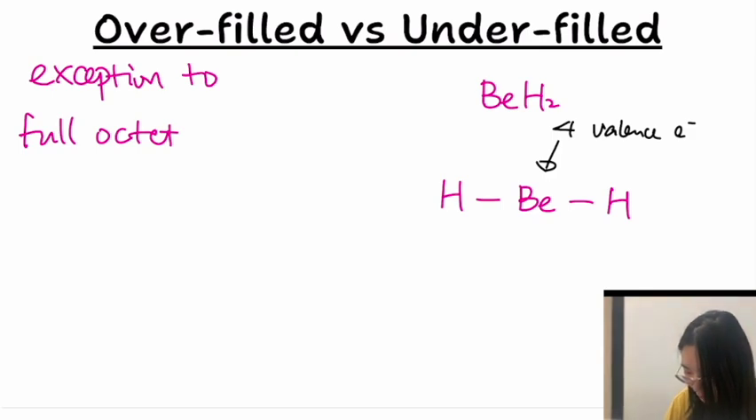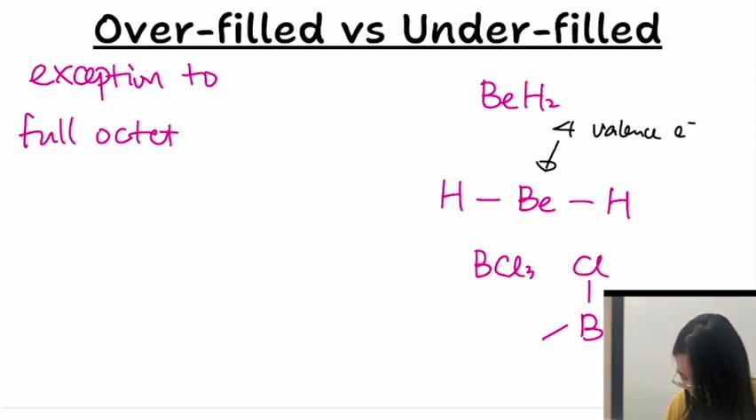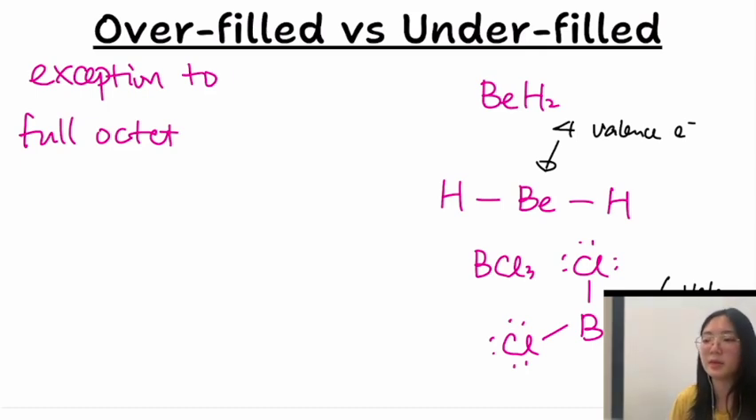And another example is boron trichloride. Boron, which is a group 3 element, has only 3 valence electrons. So when it forms single bonds with chlorine, it can form 3 bonds only. This is the best that it can do. So even though boron has only 6 valence electrons, it is still considered to be as stable as a full octet.